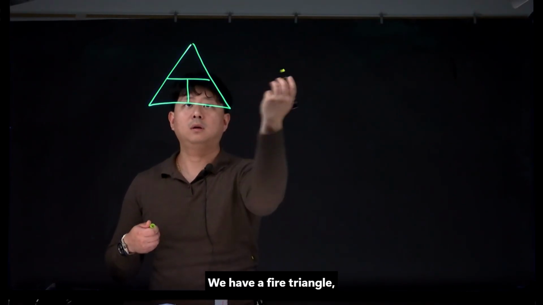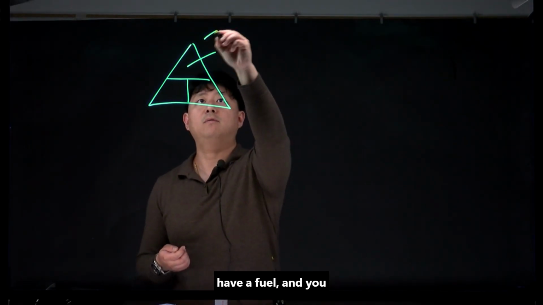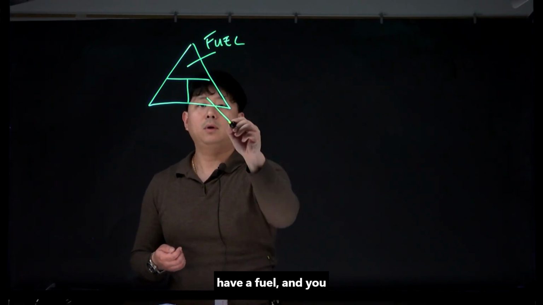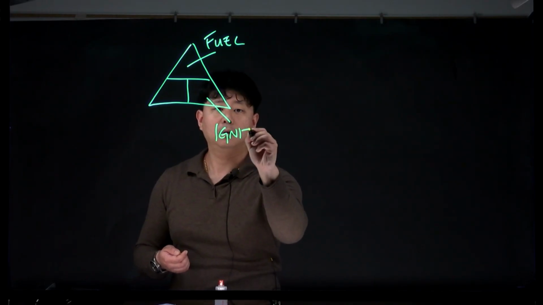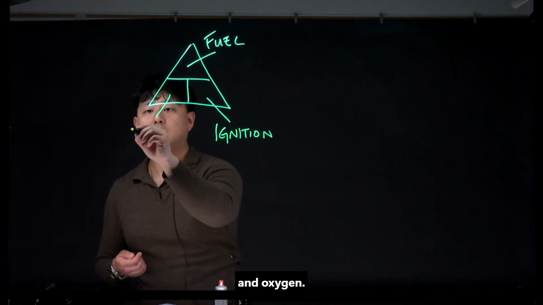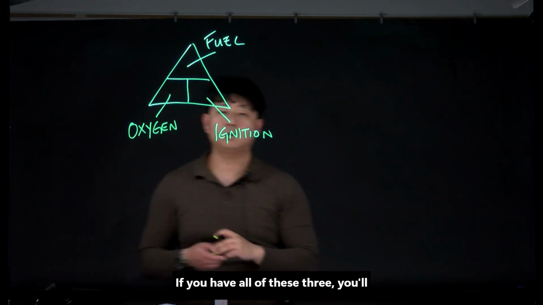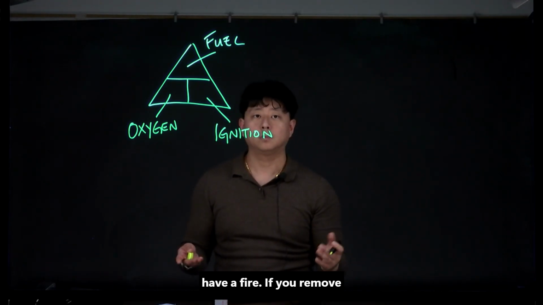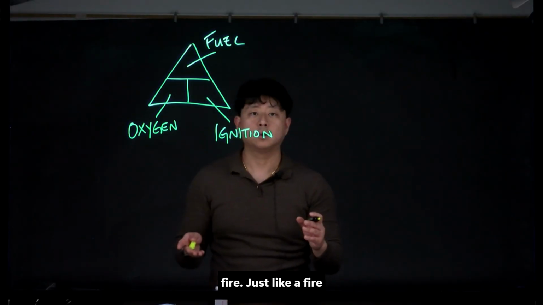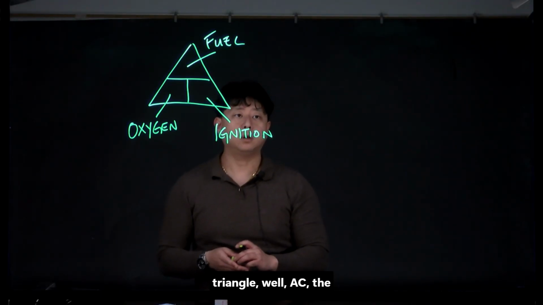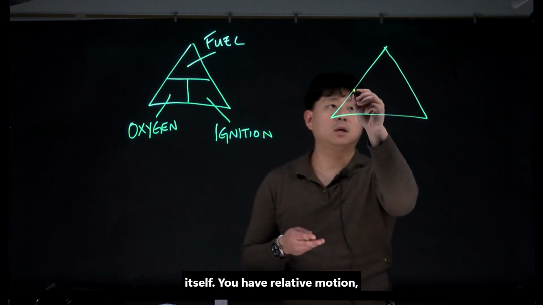We have a fire triangle, right? The fire triangle suggests you have a fuel, and you have ignition and oxygen. If you have all of these three, you'll have a fire. If you remove one of these three, then you don't have a fire. Just like a fire triangle, well, AC, electricity, has a triangle itself.